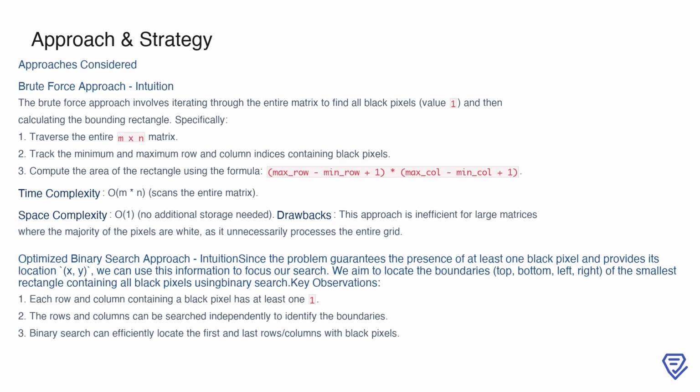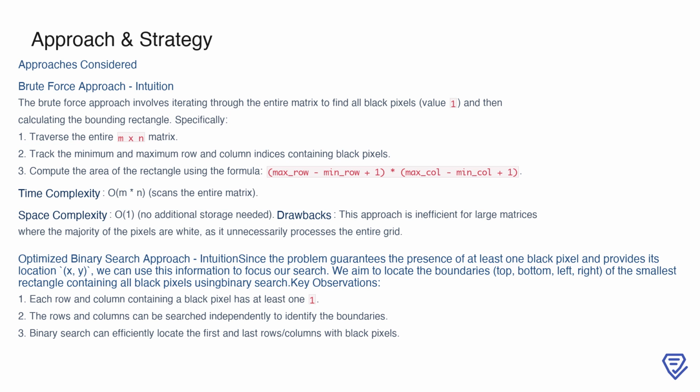To solve this problem, we started by considering a brute force approach. The intuition here is straightforward. We traverse the entire matrix to locate all black pixels. By tracking the minimum and maximum row and column indices containing these black pixels, we can calculate the area of the smallest rectangle that encloses them. The formula for this area is derived from the difference between the maximum and minimum indices in both dimensions.